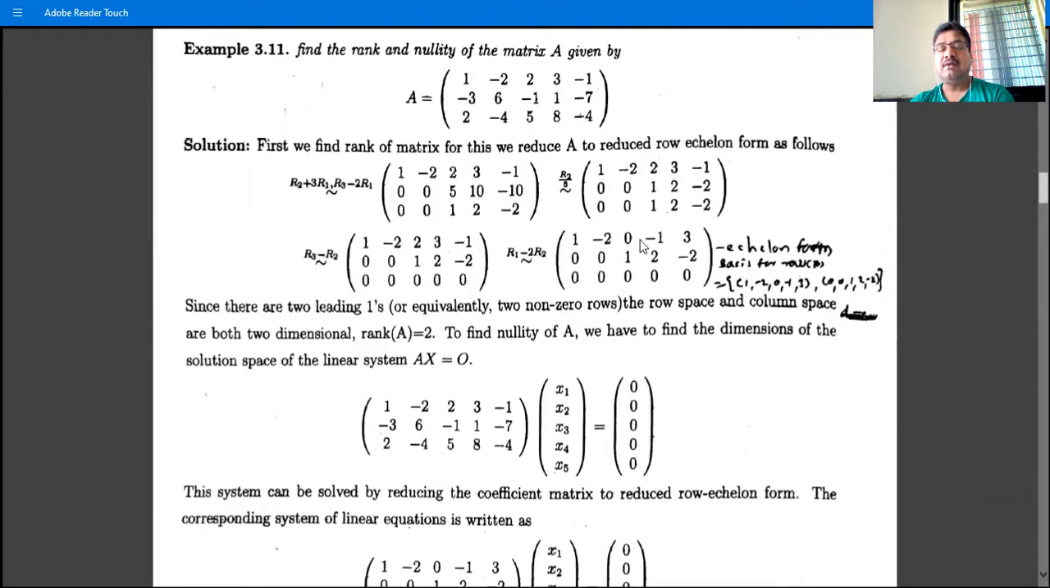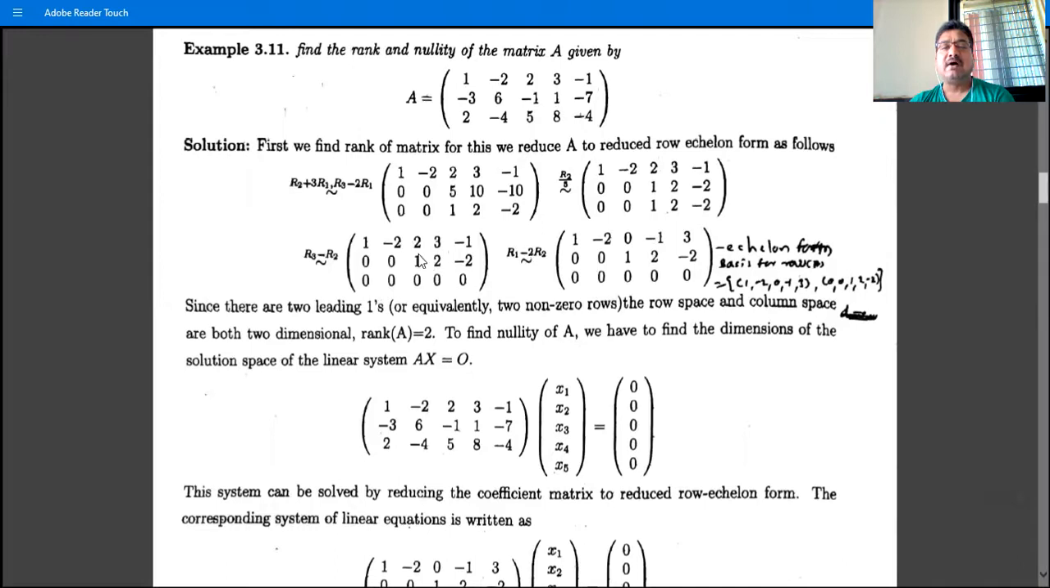In order to write the dimension or basis of column space, you have to reduce the matrix to reduced row echelon form. So this is the echelon form. This is the echelon form. Or in order to reduce the matrix to reduced row echelon form, the operation is what?